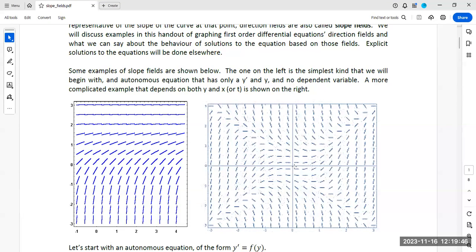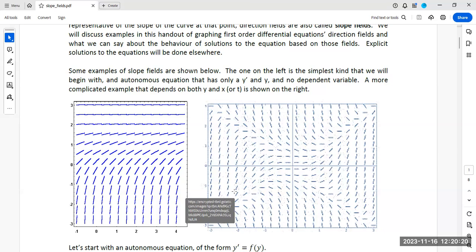In this case, this is a direction field that depends on both x and y, or both y and t. And so you can see that it's not the same slope going all the way across. The value of the slope actually depends on both of the coordinates. And what we're going to do is we're going to see that we can actually use this slope field in order to determine the sort of general behavior of a differential equation without actually having to solve it explicitly.